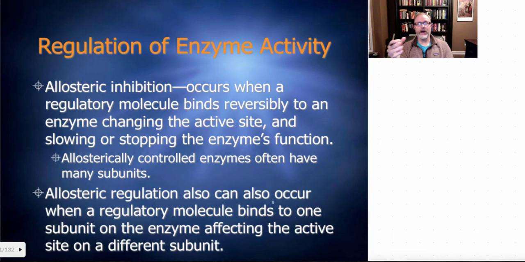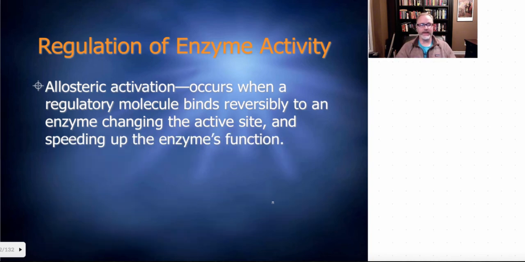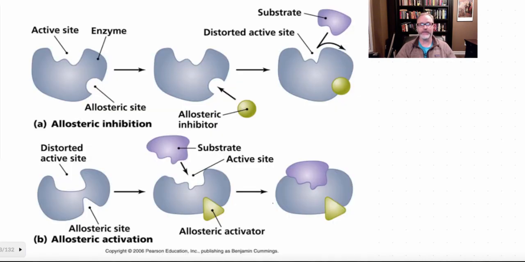Okay, and oftentimes the allosterically controlled enzymes have multiple subunits. Not always, but oftentimes it does. And then what we can also have is an allosteric type of regulation where we get binding to a particular subunit or binding somewhere on the enzyme, and that's going to speed up the active site. Okay, this is the allosteric activation. So this is when that molecule, again, is going to reversibly bind, but it's going to change the shape and speed it up. So if we look at this example here, this is one with just one subunit, but it doesn't matter.